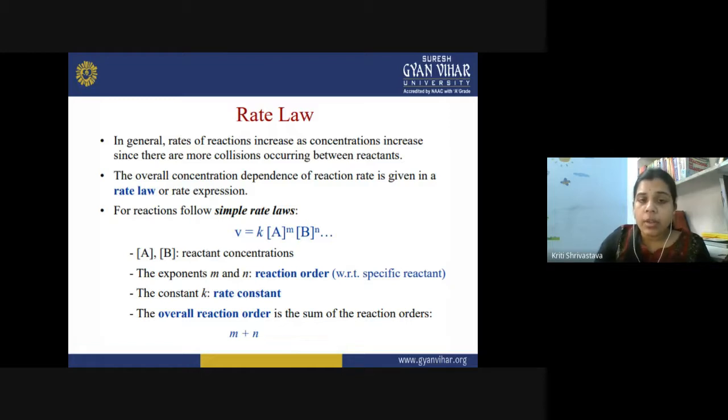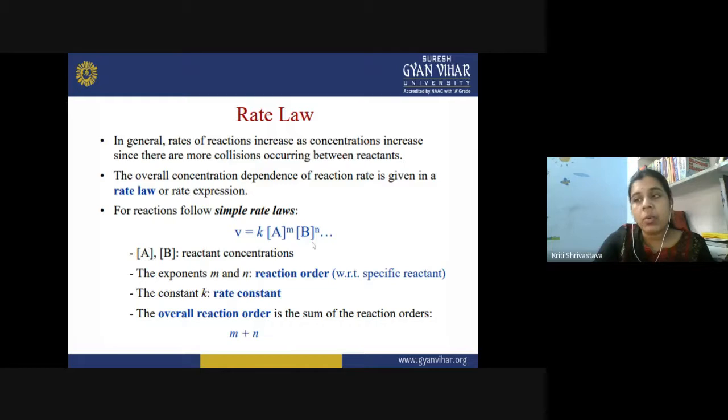So the overall concentration dependence of the reaction rate is given in the rate law, or the rate expression. This is the simple rate law that we can write for any general equation. V is the rate of the reaction, and k is the rate constant, A is reactant 1, m is the stoichiometric constant for reactant A, and B is reactant 2, n is the stoichiometric constant for reactant B.